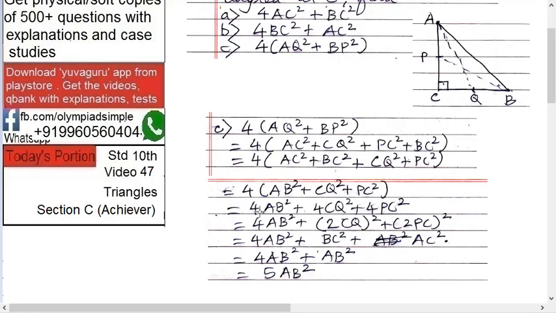Then next, solve this: 4 into AB square plus 4 into CQ square plus 4 into PC square, right? So this 4 CQ square can be written as 2 CQ the whole square. Similarly, 4 PC square is 2 PC the whole square, right? But what is 2 CQ? 2 CQ is BC, right? Therefore BC square over here again, and 2 PC is what? Again AC. So AC square over here. So it becomes 4, but what is BC square plus AC square now? Again Pythagoras, AB square. So 4 AB square plus AB square, it is 5 AB square.